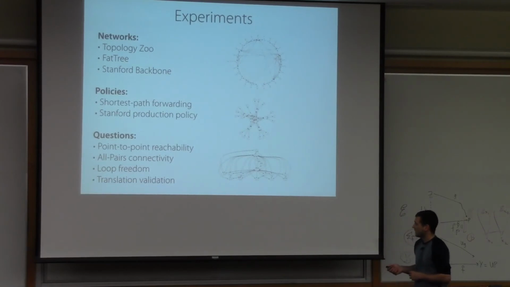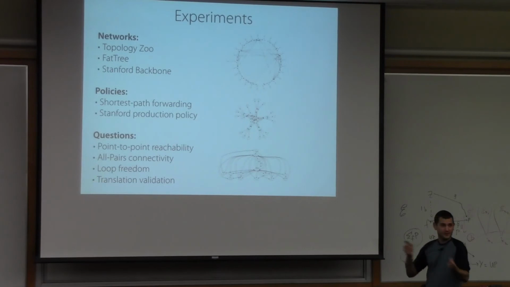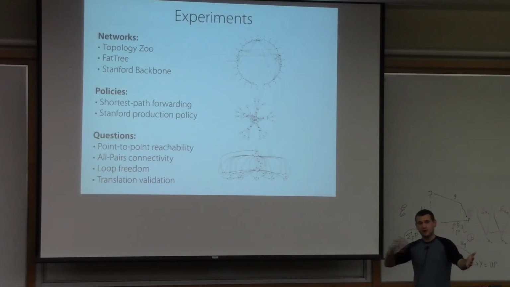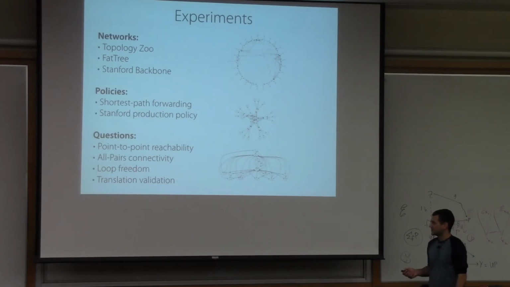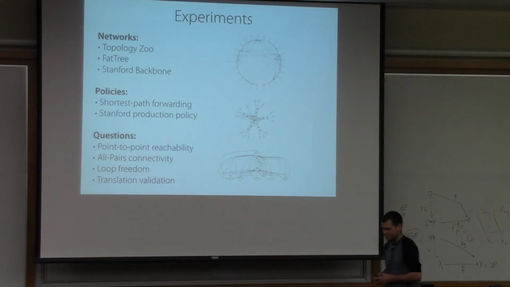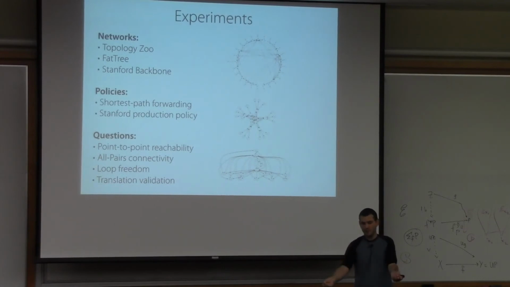So we asked questions like point-to-point reachability between specified ingresses and egresses. We also did all pairs connectivity, where you ask, can every host talk to every other host? We did this loop freedom property that I talked about. And we also did runtime validation of the NetKAT compiler. So we took these large policies that were describing shortest path forwarding or the Stanford configuration, and we ran them through the NetKAT compiler and then checked if the output of the compiler was equivalent to the representation that we'd fed in as input.